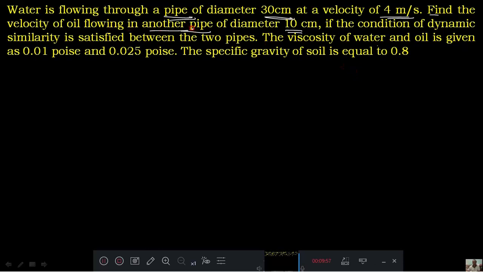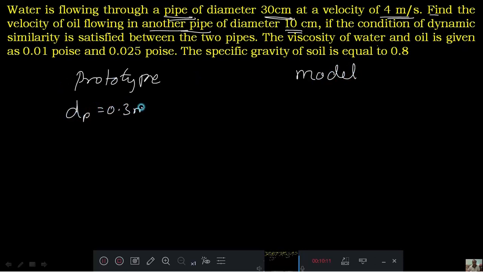Now what I have to do, I will list them. Now this is your prototype, then this is your model. Then what is the length? Diameter is given. Diameter is 0.3 meter and velocity is 4 meter per second. Then find the velocity of the oil. Here the velocity is unknown. And another diameter is given. Diameter of the model is 0.1 meter.